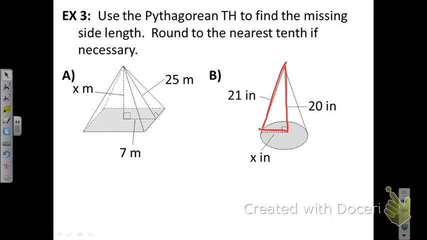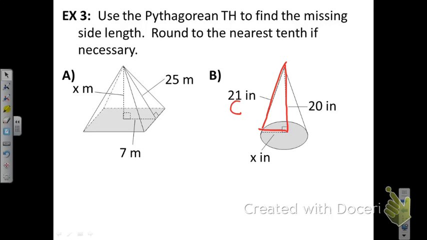But as you look at that, can you guys determine which side is C? 21, very good. So I'm going to put a little C here. How do we know that that's C? If that side is C, how do you guys know that that's C? Longest side. I love that.